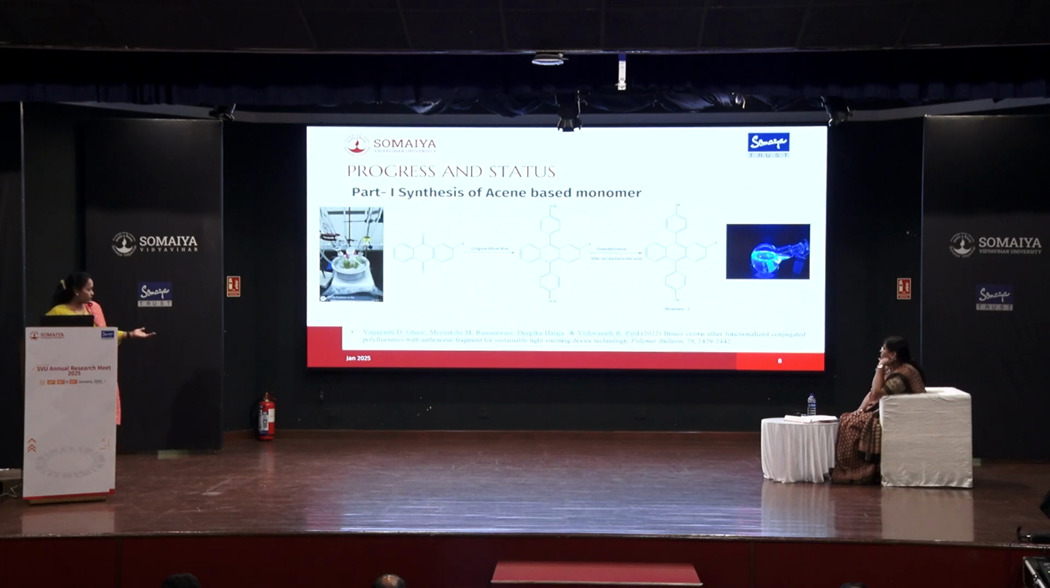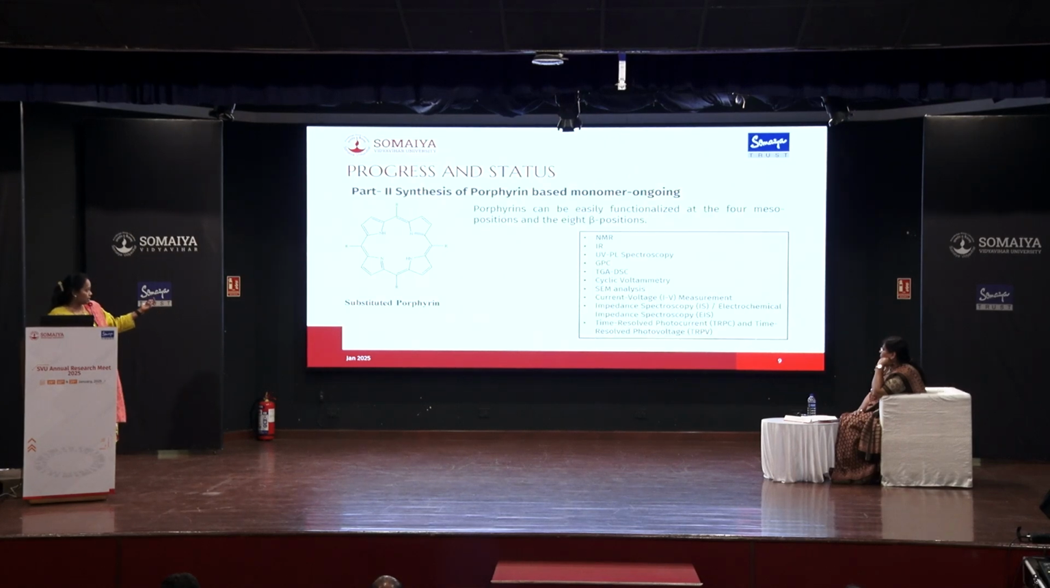This is about my progress, that is, synthesis of the acene-based monomer. I am showing the anthracene-based monomer, made by a Grignard reaction and demethylation with HBr and glacial acetic acid. This is the first monomer. The second one is porphyrin. In porphyrin, you can see there are 4 meso positions, reported here as R, which you can modify, as well as 8 beta positions available on the pyrrole. So we modify this structure accordingly, for whichever band gap you want, a low band gap.